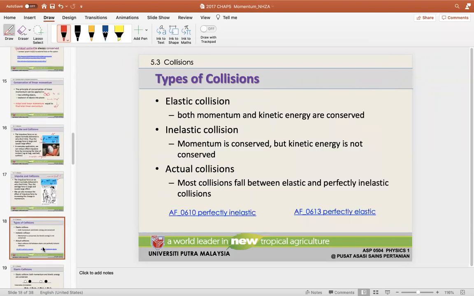Okay, so we have three types of collisions: elastic, inelastic. Elastic is E initial equals E final. Inelastic, E initial is greater than E final, which means that there is energy loss.